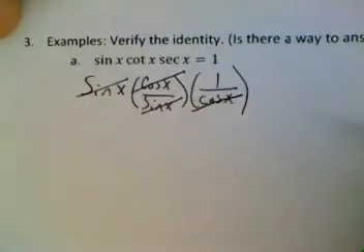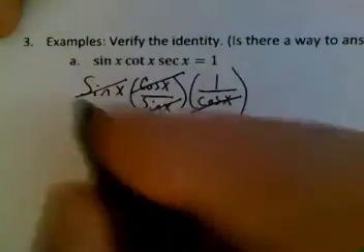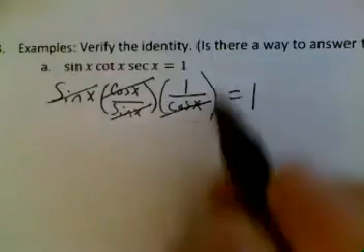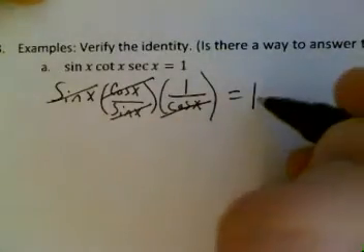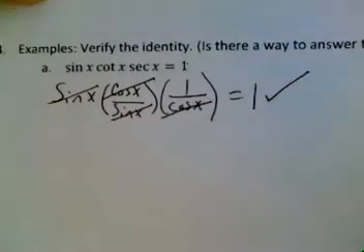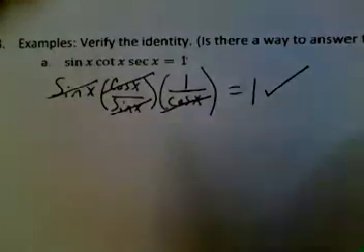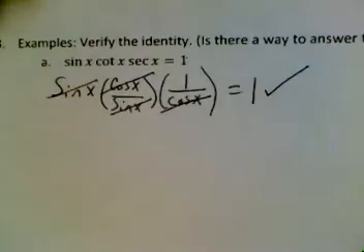This cosine will cancel out with this cosine because they're the exact same angles. And all I have left is this thing is equal to 1. This right here is the work. The fact that this equals 1 verifies the identity. Okay, so this is a true statement, and that completes that particular problem.